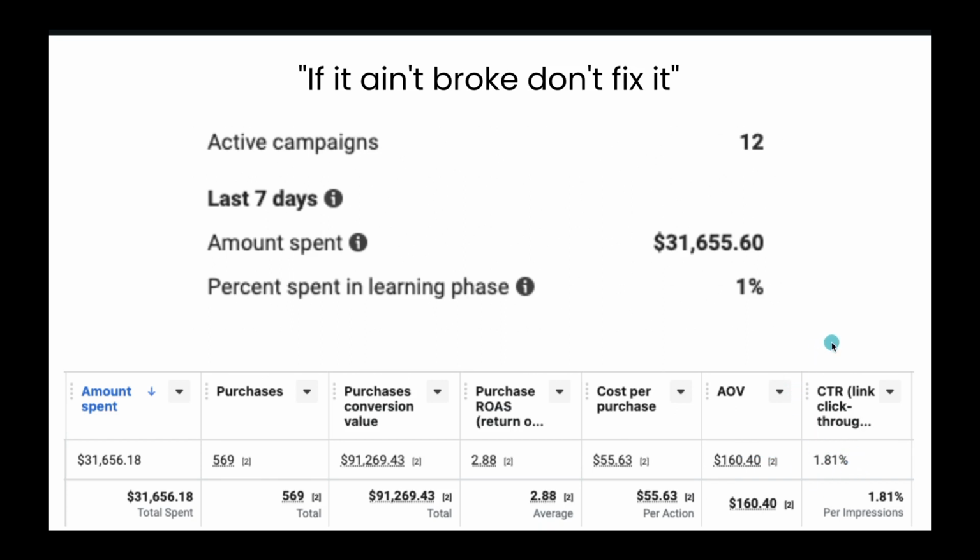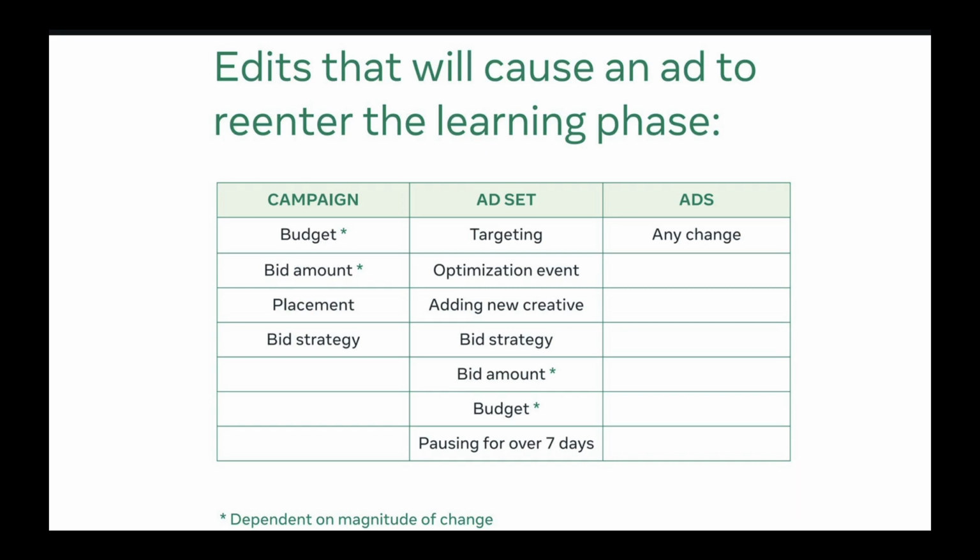So it does help to kind of have the account out of learning. Obviously, this will be hard to do and keep in momentum because anytime you add a new ad or make any significant change, it's going to reset the learning phase at the ad set level. But even if you can keep it below 20%, I found you get good stability in the ad account. So yeah, what are the changes that will cause the account to re-enter the learning phase?